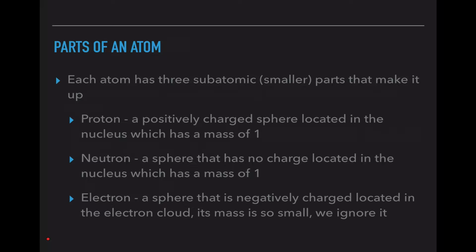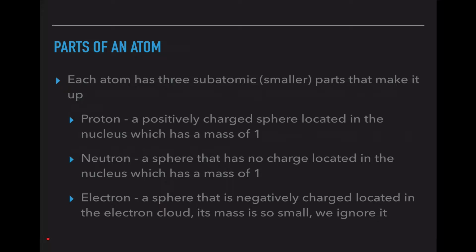Each atom has three subatomic parts that make the atom up. The first part is a proton, which is a positively charged sphere located in the nucleus with a mass of 1. The second part is a neutron, which is a sphere that has no charge located in the nucleus, which also has a mass of 1. And the last one is an electron, which is a sphere that is negatively charged, located in the electron cloud floating around outside the nucleus.